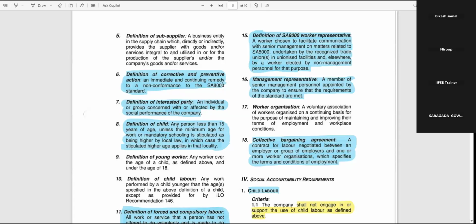In the safety committee, what will happen? These worker representatives will talk on the health and safety aspects on behalf of all the people. The selected people are going to represent. Then the management representative is basically a member of senior management personnel appointed by the company to ensure that the requirements of the standards are met. So here the management themselves appoint a person.